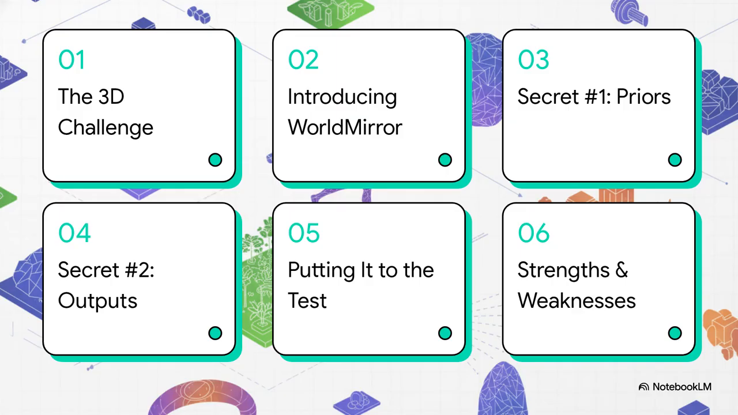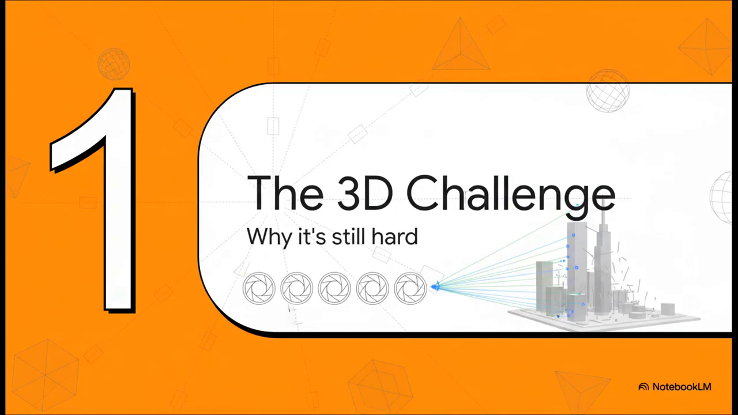So here's the game plan. First, we're going to talk about why this is such a hard problem to begin with. Then, we'll properly introduce HunyuanWorld Mirror and uncover the 2 secret ingredients that make it tick. After that, we'll look at the results, the proof in the pudding. And finally, we'll wrap up with a look at its strengths, weaknesses, and what's next on the horizon. All right, let's set the stage.